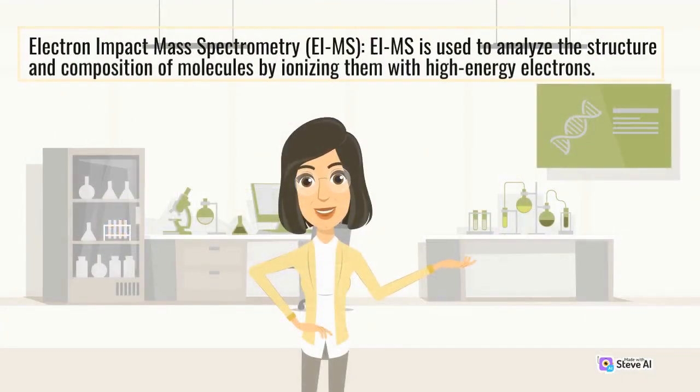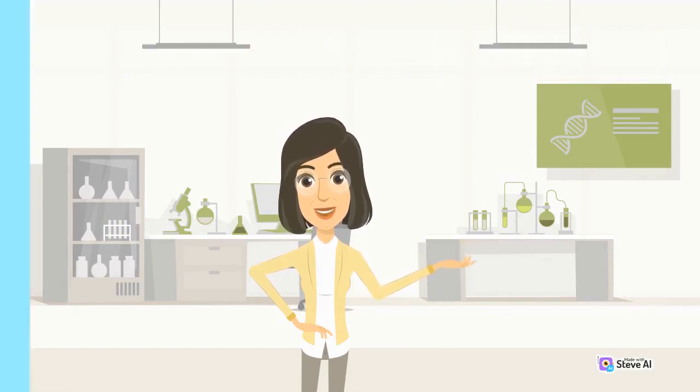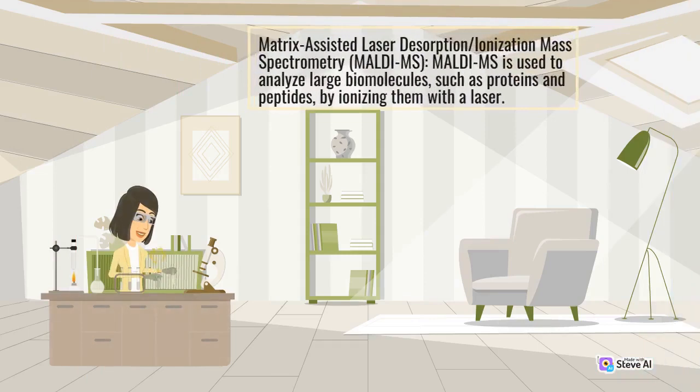Electron impact mass spectrometry, EIMS. EIMS is used to analyze the structure and composition of molecules by ionizing them with high-energy electrons. Matrix-assisted laser desorption/ionization mass spectrometry, MALDI-MS. MALDI-MS is used to analyze large biomolecules, such as proteins and peptides, by ionizing them with a laser.